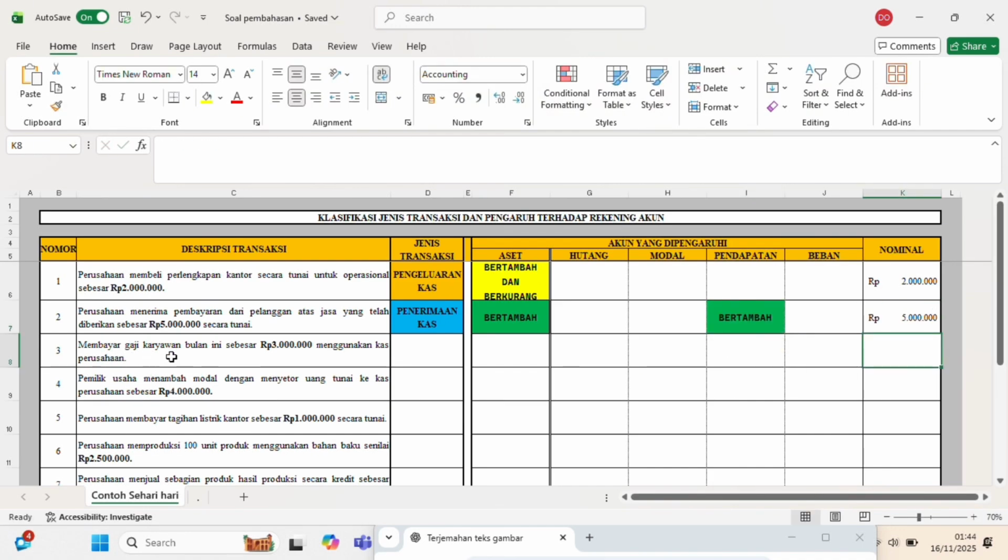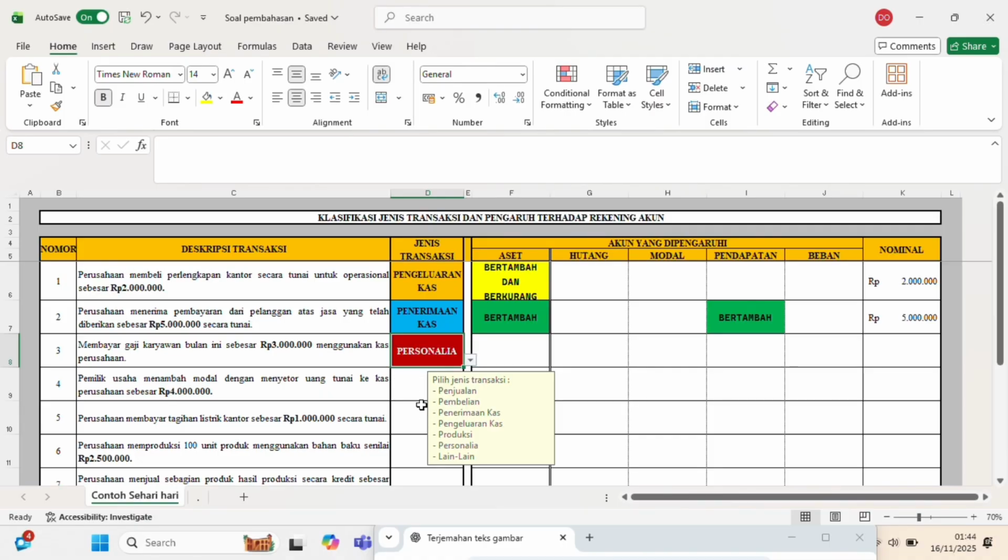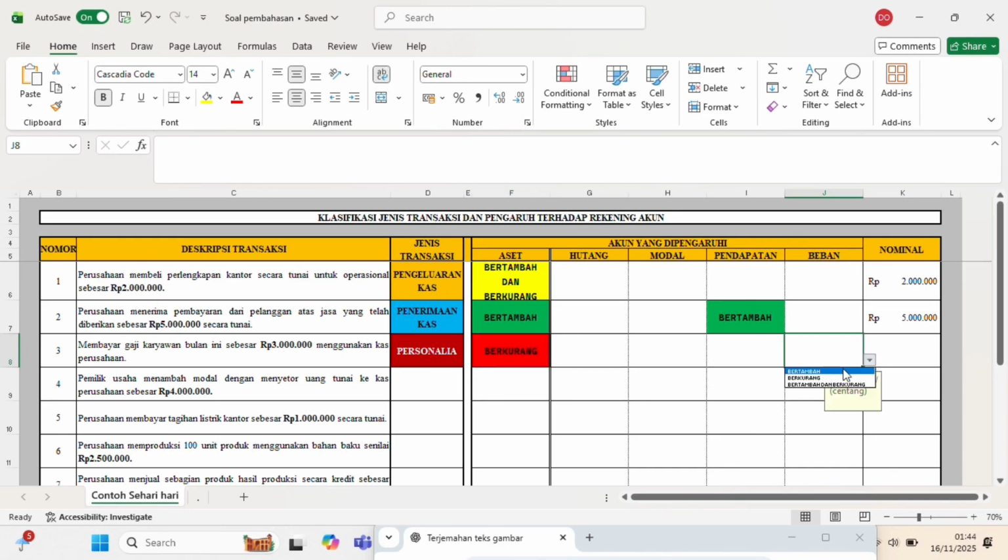Number 3. The company paid employee salaries for this month amounting to 3 million using company cash. This type of transaction is categorized as a personnel transaction because it relates to employees, and anything related to employees usually falls under personnel transactions. It also involves a cash outflow. The accounts affected are cash, an asset, decreases, and salary expense increases, amount 3 million.